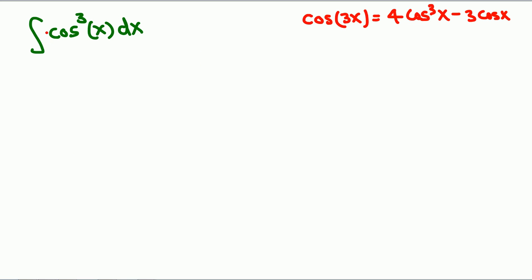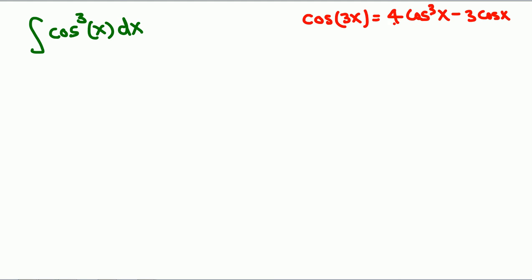We have the integral of cosine cube x with respect to x. Unlike for cosine square, there is no simple formula, though there is one. If you don't want to memorize this, let me show you, and I'll show you a much easier way in a moment. Cosine triple angle: cosine 3x is 4 cosine cube x minus 3 cosine x.